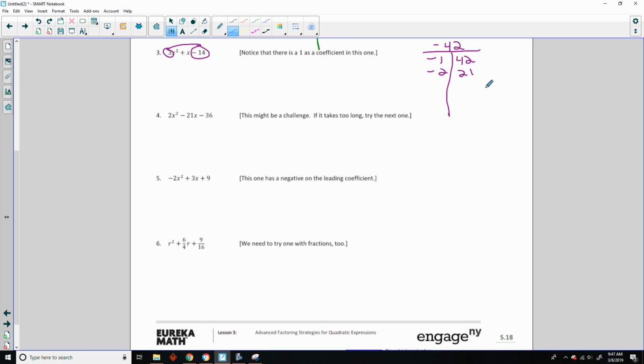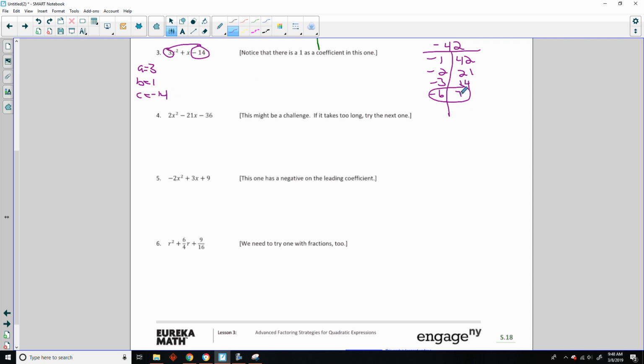3 times 14. 4 won't go, 5 won't go. Negative 6 times 7. We want a difference of 1. My b is 1. Oh, and I've been bad. I have not been writing this: a equals 3, b equals 1, c equals negative 14. Factors of a times c that add up to b. Okay. So now I have this.